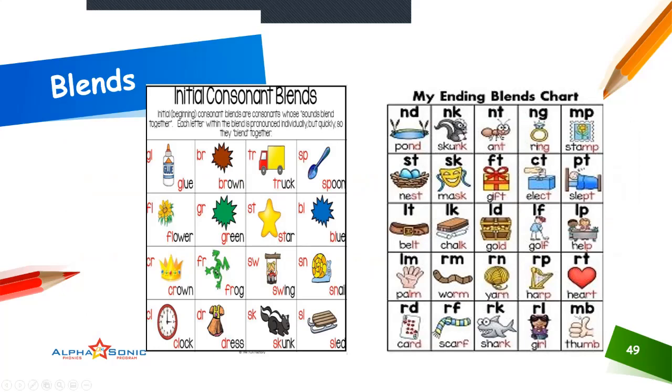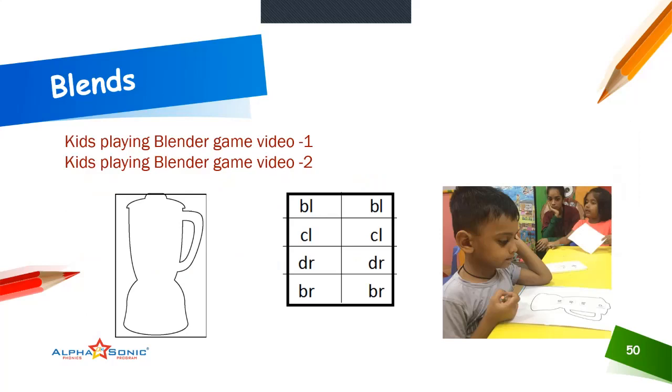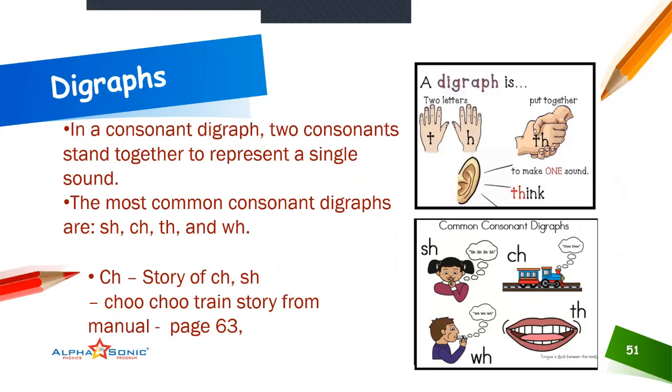These are some combinations which are very, very easy to understand, picture-based. Like gl, br, tr, sp, fl. Can you see the pictures? They are self-explanatory. Now here there are some games which we can play with them.